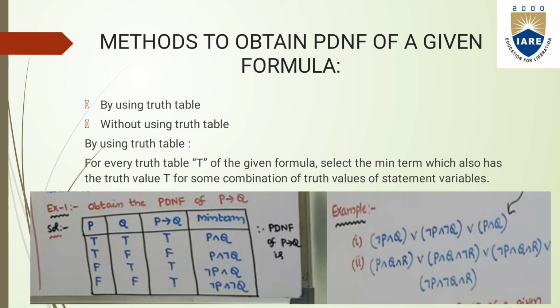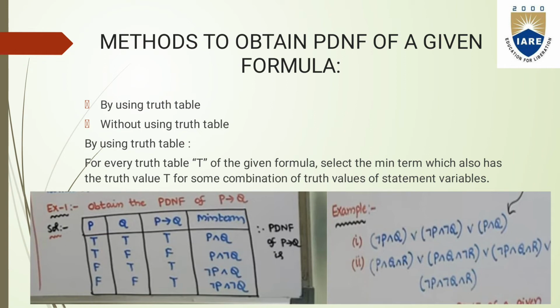So, methods to obtain the PDNF of a given formula. There are two methods to obtain PDNF values. One is by using a truth table, and the other is without using the truth table. First, let us see it by using the truth table. For every truth value T in the truth table of the given formula, select the min term which also has the truth value T for the same combination of truth values of the statement variables.